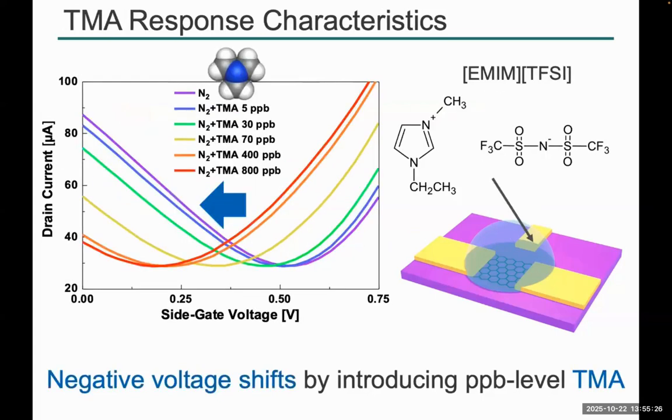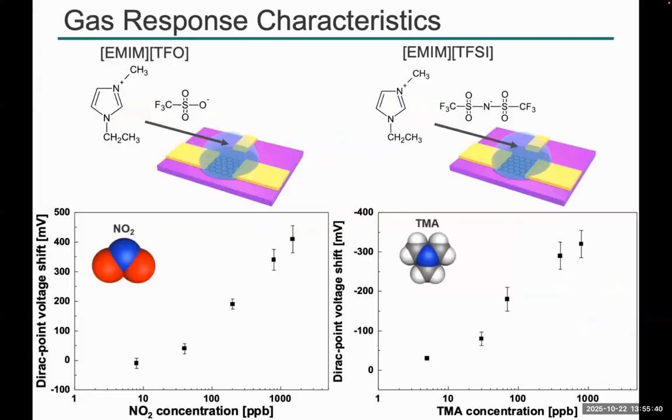On the other hand, this is the trimethylamine (TMA) detection result using this device, and as you can see, negative voltage shifts were observed in these transport characteristics. Here is a plot of the Dirac-point voltage shifts versus each gas concentration. As you can see, as the gas concentration increases, the Dirac-point voltage shift increases.